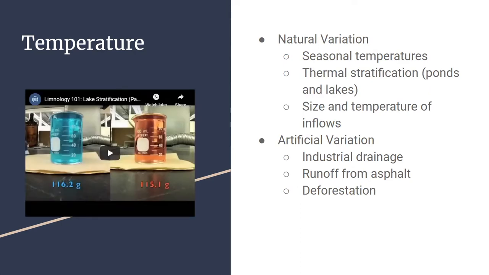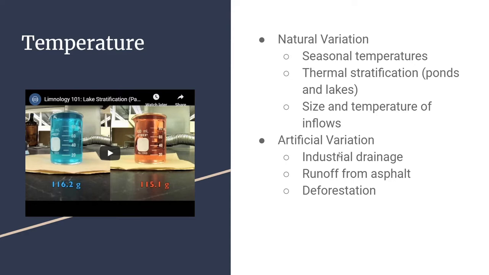So natural variation, seasonal temperatures, thermal stratification, ponds and lakes. We talked about that and how lakes and ponds turn over at certain times due to the fluctuating water temperatures. Once again, the cold water typically sinks. This is a great video to show you how lake stratification works and how all that stuff works. So give that a look if you haven't.